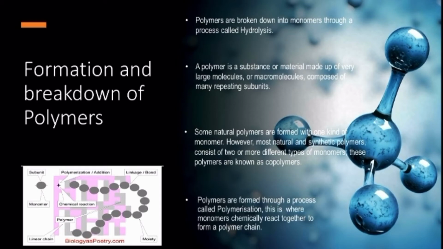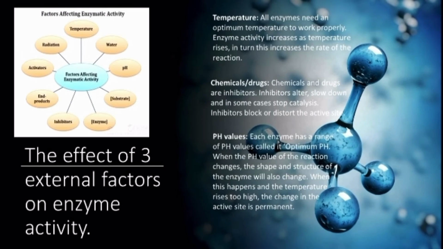Polymers are formed through a process called polymerization. This is where monomers chemically react together to form a polymer chain. Next, we move on to the external factors in enzyme activity. As shown in the image to the top left of the screen, there are many effects of external factors in enzyme activity. Here I have outlined 3 of these.